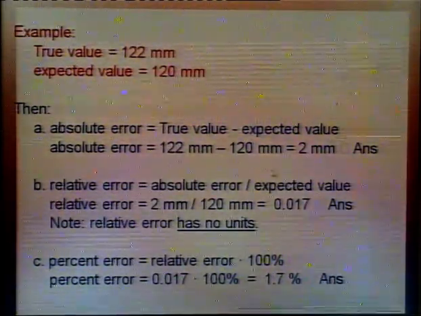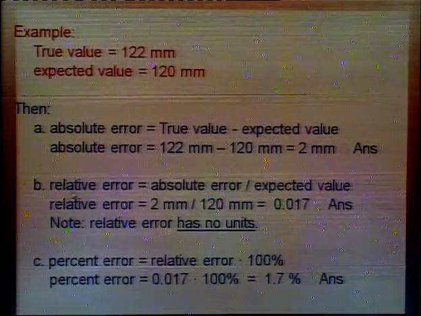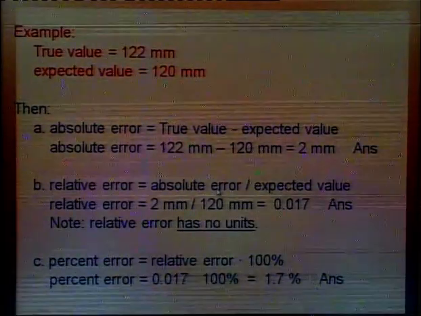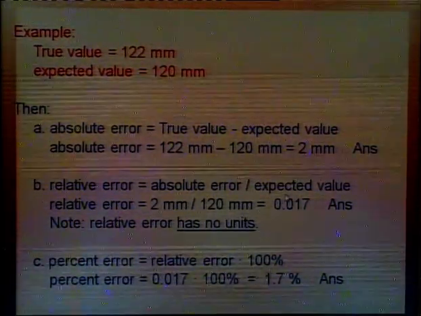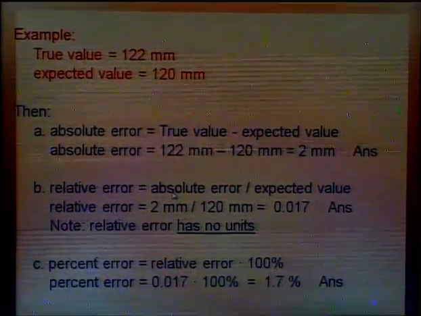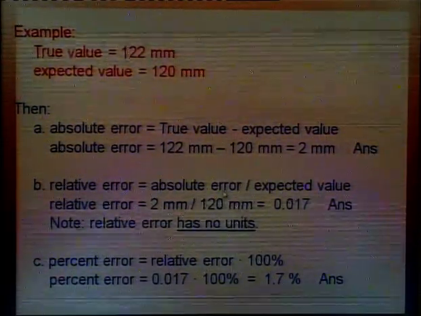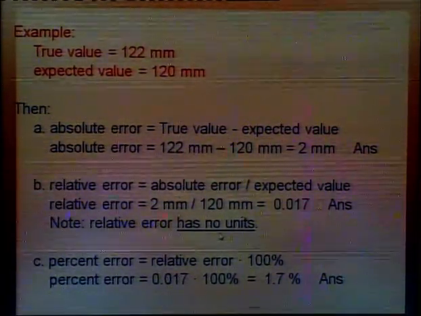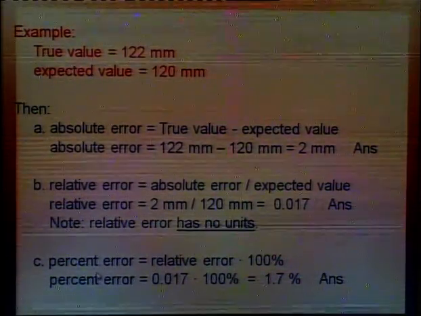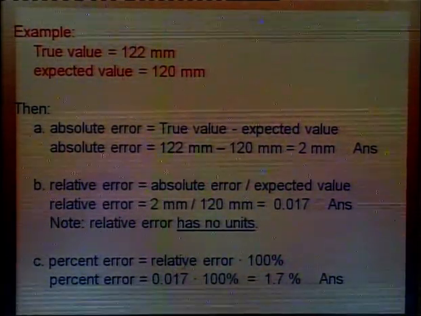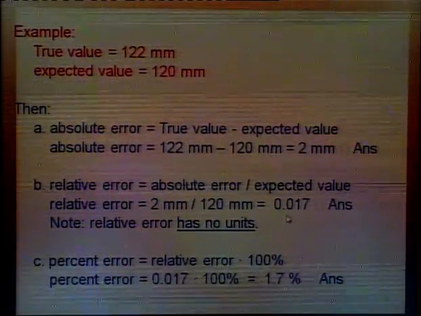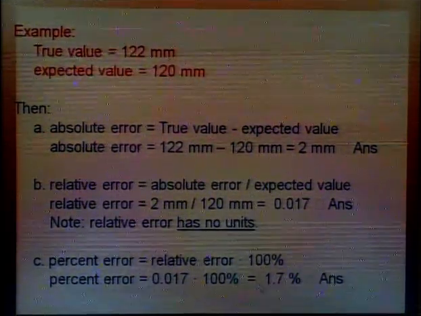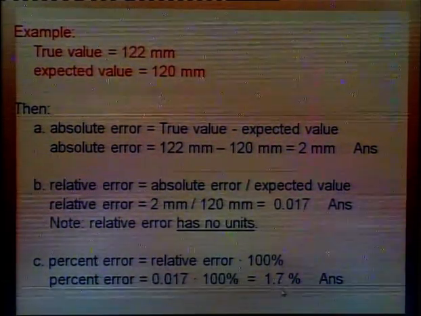Absolute error has the same units as the quantity. Next is relative error. Relative error is defined as absolute error divided by expected value, so the relative error is 2 mm upon 120, that is 0.017. A relative error has no units. Third one is percentage error. Percentage error is relative error into 100. Relative error is 0.017, and into 100 is 1.7%. So this is the percentage error.